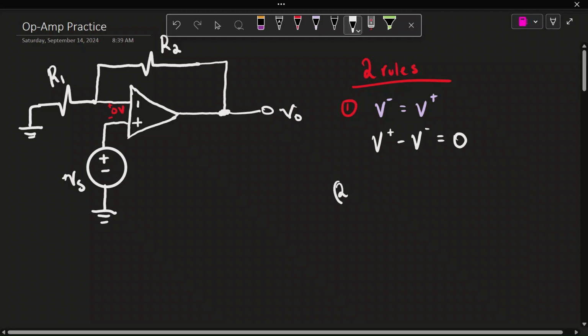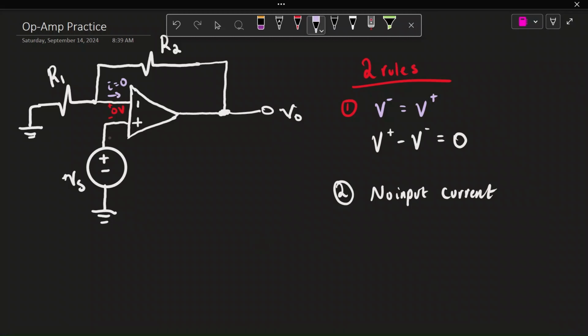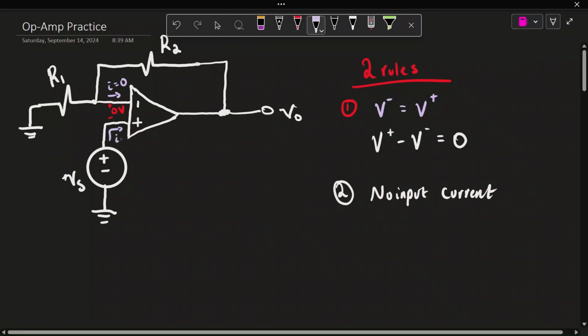Another rule is that there is no input current. Of course, this is all theory. This is all ideal. No input current. So what does that say? If we go to the left here, that means the current going into this op amp, the inverting input, is 0. It's the same thing here. That must be 0.